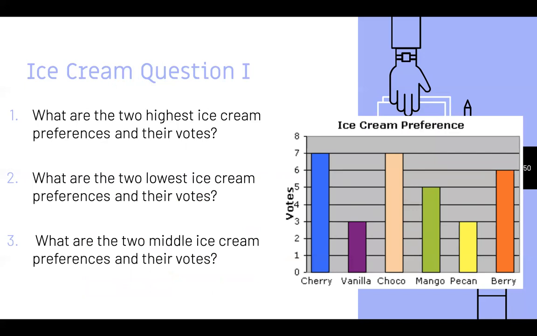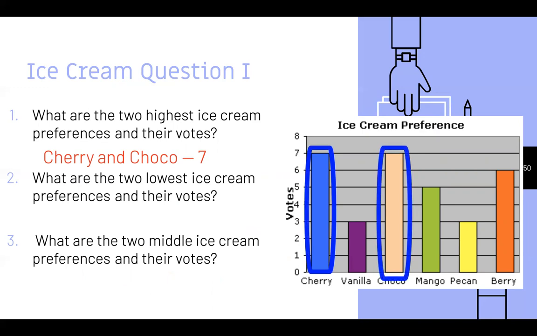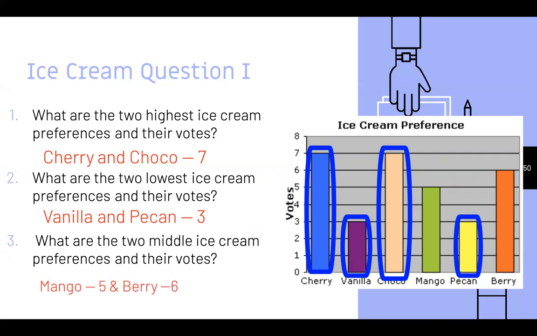An ice cream question. What are the two highest ice cream preferences and their votes? Well, that would be cherry and cocoa at 7, right there and there. We can also look at what are the two lowest ice cream preferences and their votes. And that would be vanilla and pecan at 3, right there and there. And what would the two middle be? Well, it's the only two we haven't used yet. That would be mango and berry, mango corresponding to 5 and berry to 6. And those two graphs, and those two bar charts.